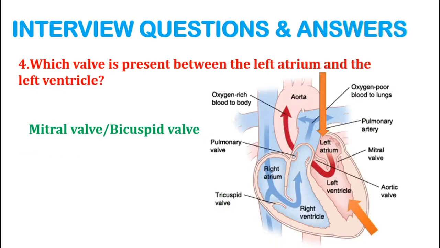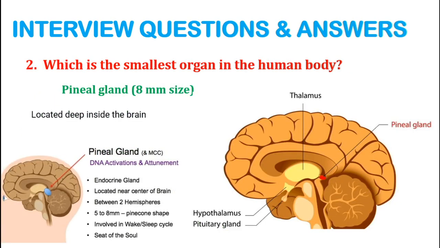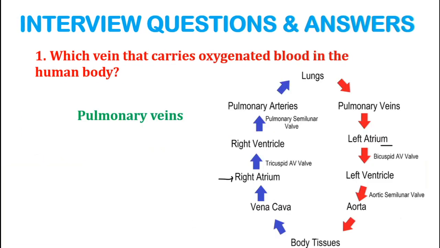And the next question, which valve is present between the left atrium and the left ventricle? Here you can see in the diagram I have marked two orange color arrow marks, left atrium and left ventricle. Between these we can see the mitral valve or bicuspid valve. And you can see in the cycle also.